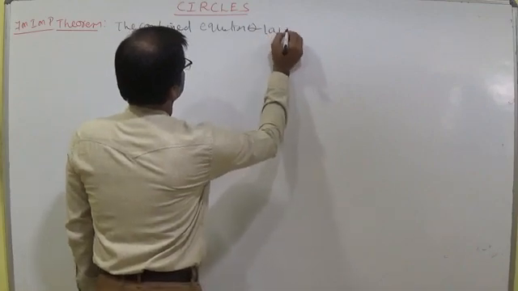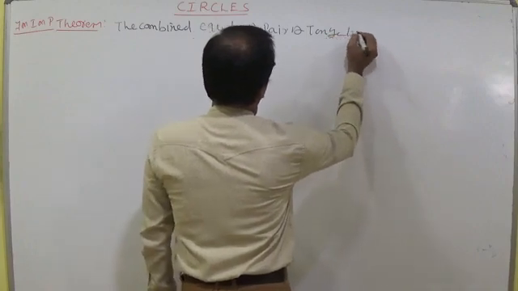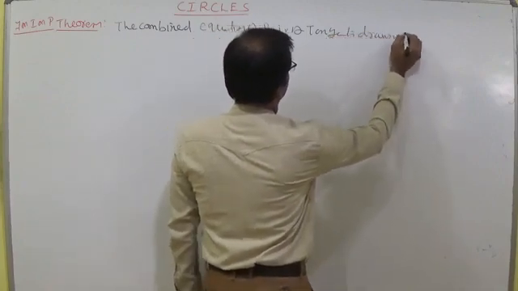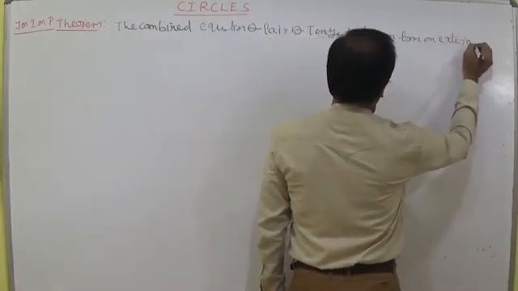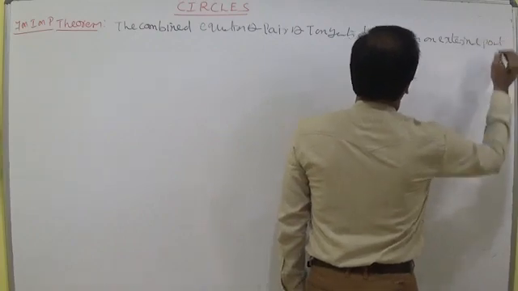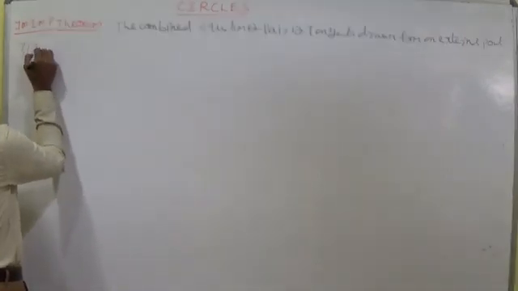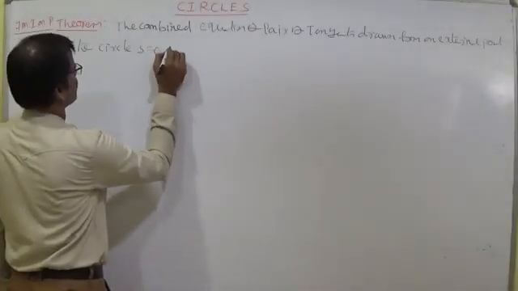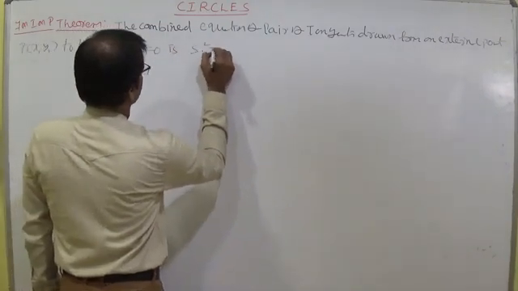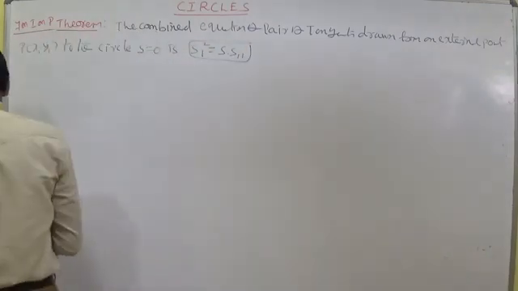The combined equation of pair of tangents drawn from an external point P(x1, y1) to the circle S = 0 is S1 square = S into S11. This is the statement of the theorem.